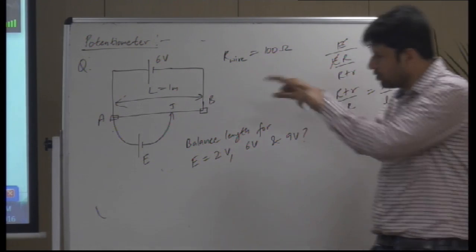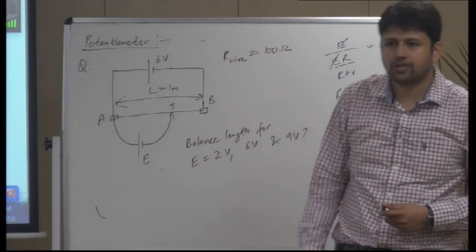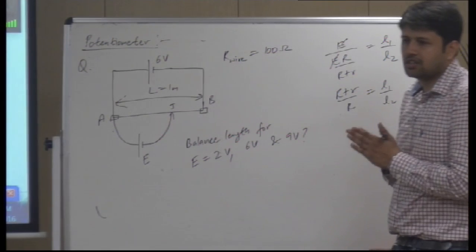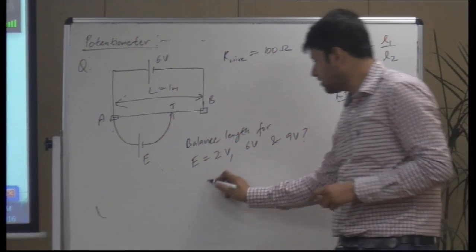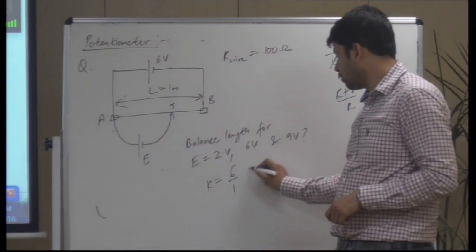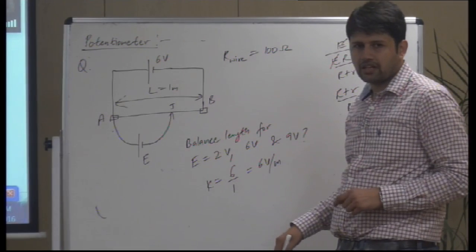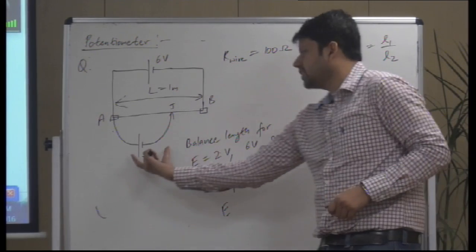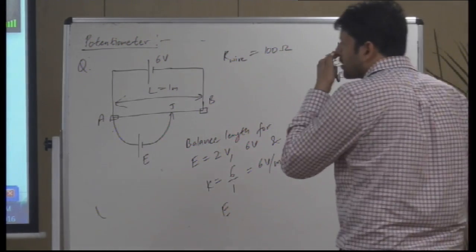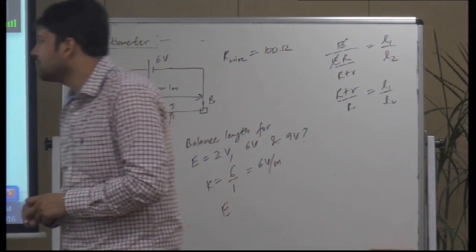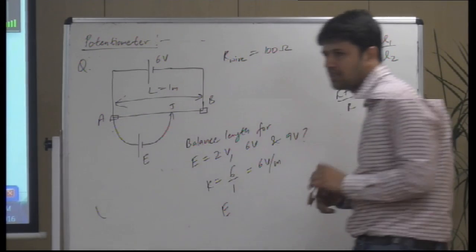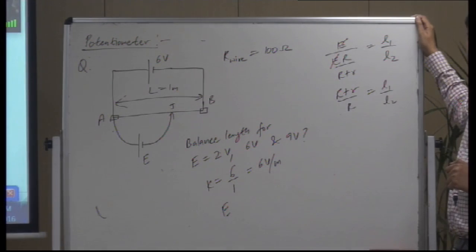Since the resistance of strips is not given, you have to assume them to be 0. Is it okay? It's not explicitly given. So what is the potential gradient? 6 upon 1, 6 volt per meter. And you already know that any voltage in the secondary portion is what? Somebody is asking a doubt: what is the length of potentiometer and why? Length of potentiometer is the length of the wire actually, the potentiometer wire. And you need decent enough length.